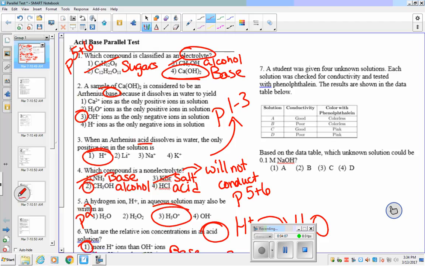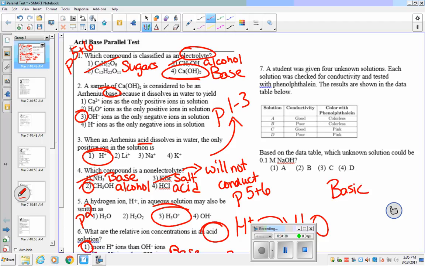Question number 7. A student is given 4 unknown solutions, checked each one of them for conductivity, and tested them with phenolphthalein. The results are shown in the data table below. So we want to figure out which one is going to be 0.1 molar NaOH. With 0.1 molar NaOH, you could calculate the pH of this if you wanted to. If they're telling you NaOH, we're talking about a basic solution. So we need to determine which one of these is basic.